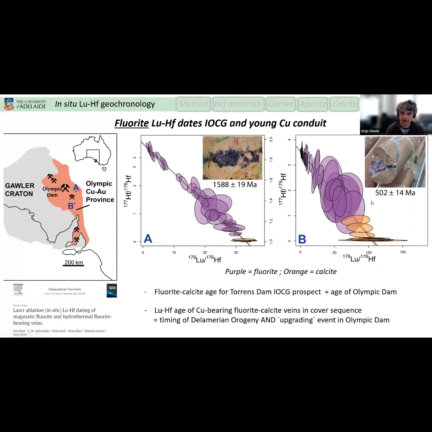And this number here, 502, is not new. If you look at some of Kathy Ehrig's papers, you might see that that's the timing of upgrading, as she calls it, in Olympic Dam, based on some uraninite ages. So we are potentially seeing something quite similar here as to Olympic Dam, in which we made copper at 1588 and perhaps moved it at 500. And that's what these fluorite ages also confirm nicely.